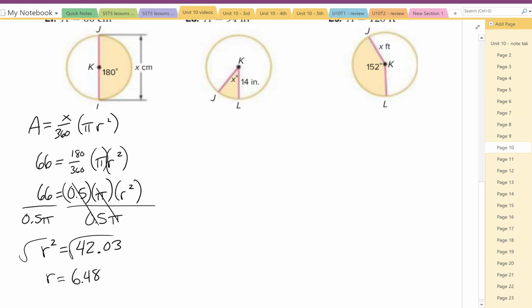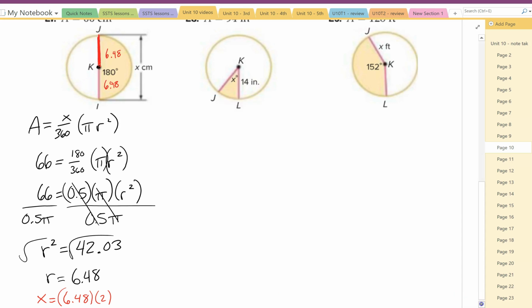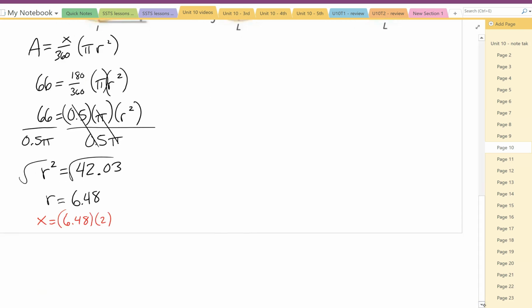So that tells me the radius, right? So that would be like this part right here. But I want to know the whole thing, so if this part is 6.48, this part down here would be 6.48. If I add those two together, it'll tell me x. So x is just going to be 6.48 times 2, 12.97. So x is 12.97. And I think that was centimeters.